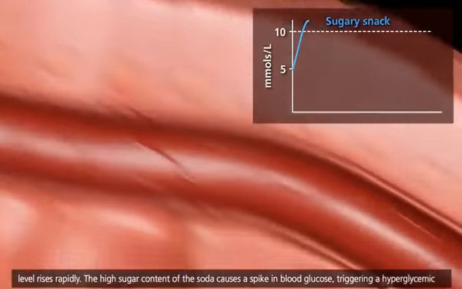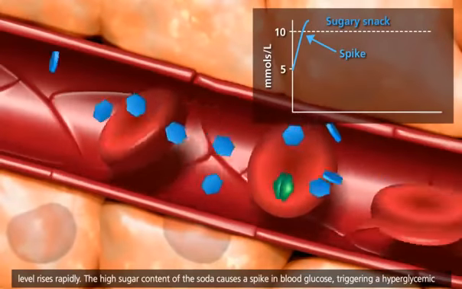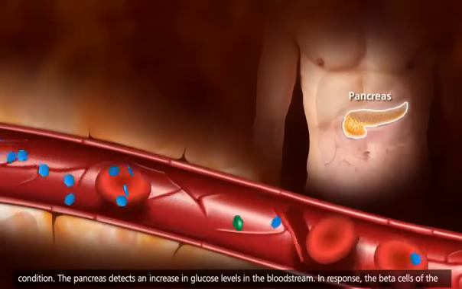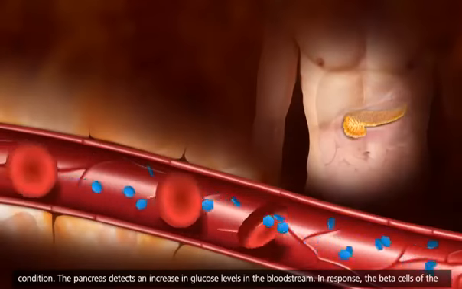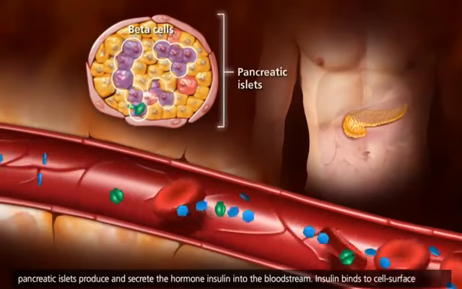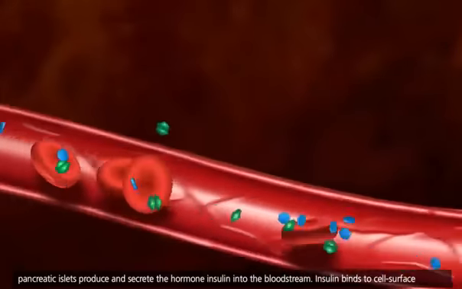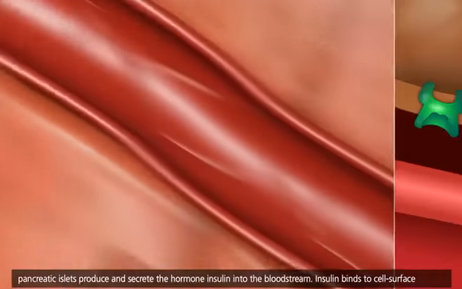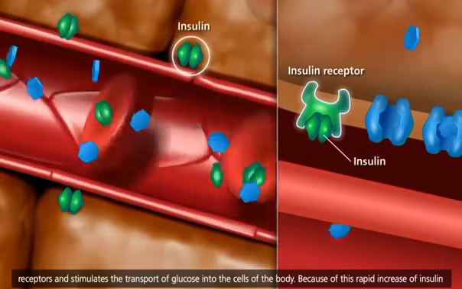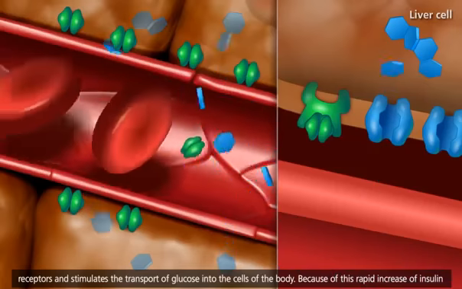The high sugar content of the soda causes a spike in blood glucose, triggering a hyperglycemic condition. The pancreas detects an increase in glucose levels in the bloodstream. In response, the beta cells of the pancreatic islets produce and secrete the hormone insulin into the bloodstream. Insulin binds to cell surface receptors and stimulates the transport of glucose into the cells of the body.